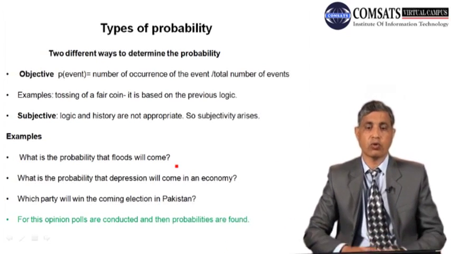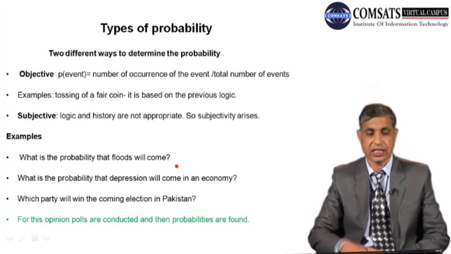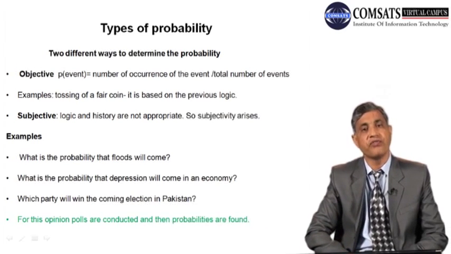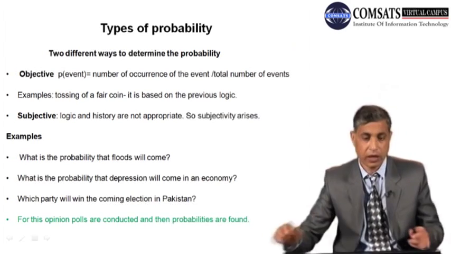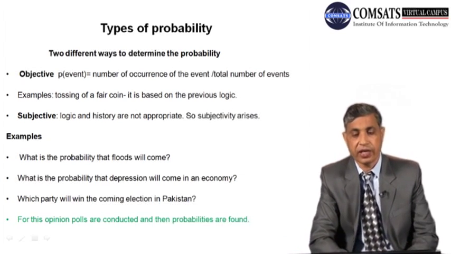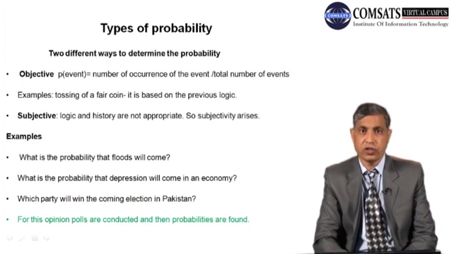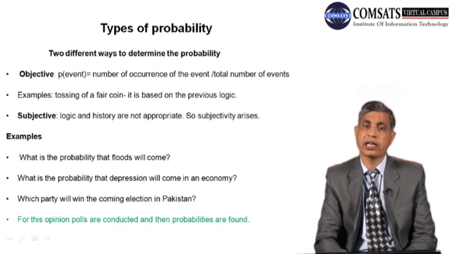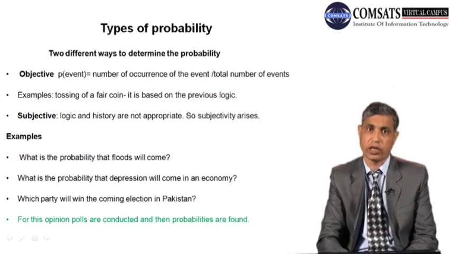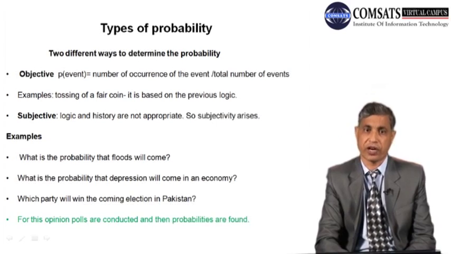Now I will be talking about the types of the probabilities. There are two major types. The first is the objective probability. Objective probability is very easy to calculate. What is the P of an event? Number of occurrences of the event divided by total number of events. If we say that the event will occur 10 times and the total number is 100, then we can easily calculate that 10 divided by 100 is equal to 0.1.